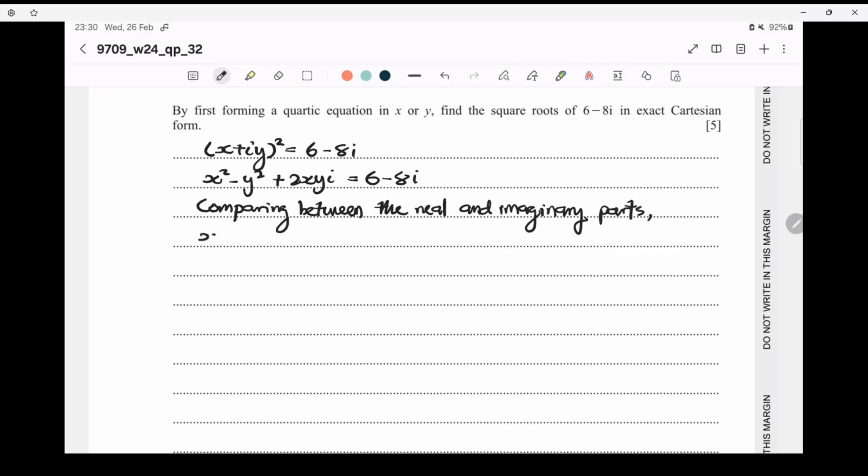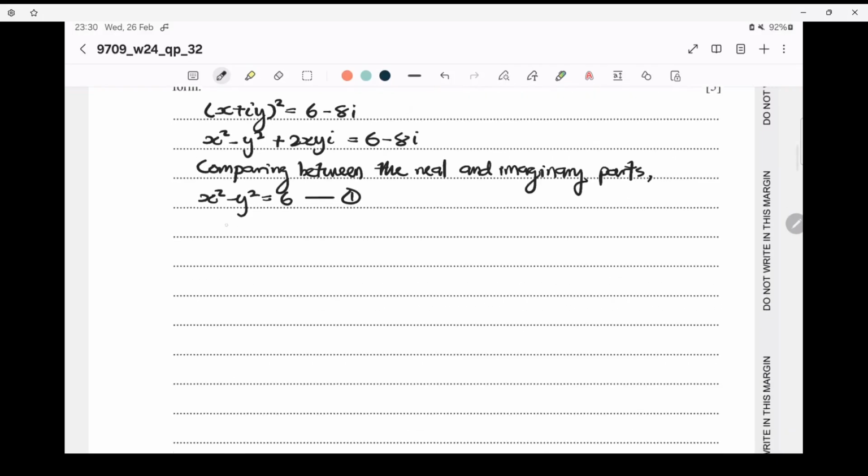So you have x squared minus y squared equals 6. This is equation 1. Equation 2 is 2xy equals minus 8. So over here, I would prefer to work with x. So I substitute y, so that will be 4 over x. So that will be equation 2.